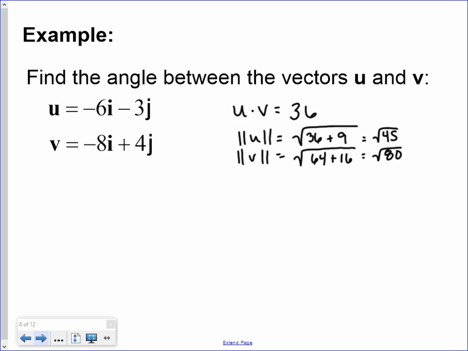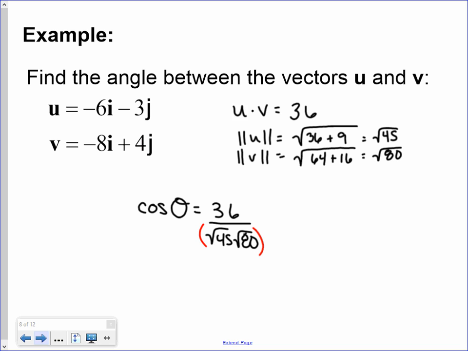Now, normally, I would press you to always make sure your radicals are simplified, but that's when your final answer is in radical form, because these radicals are just going into a formula. You don't really need to simplify them, because you're going to inverse cosine everything. So I really don't take the time to simplify these radicals. I'll just put them into my formula, and it makes it a little bit easier to type. Cosine of theta then is equal to 36 divided by square root 45 times square root 80.